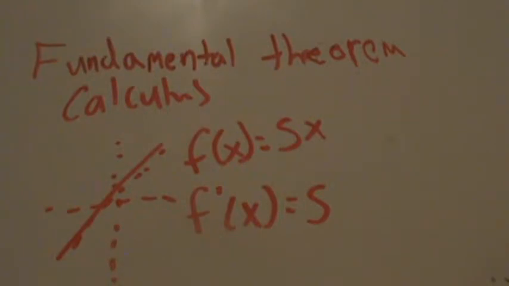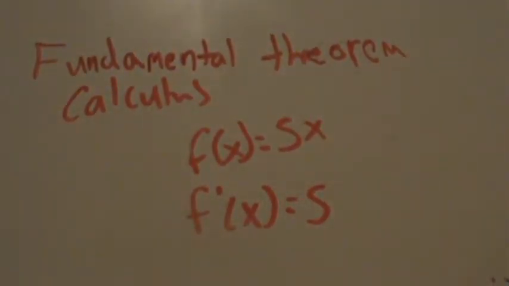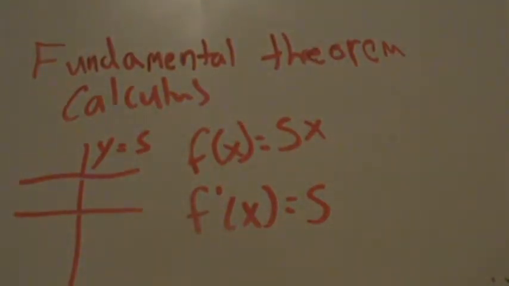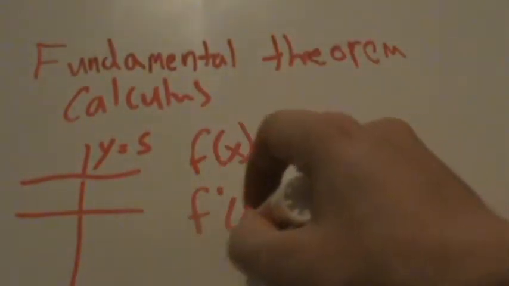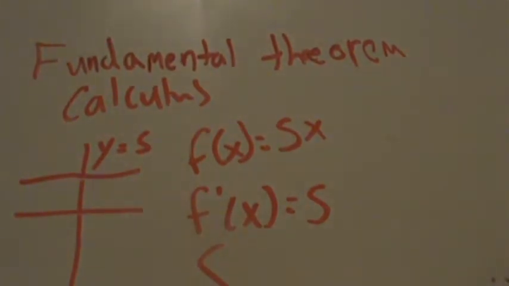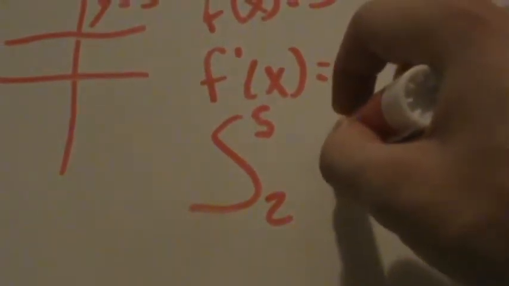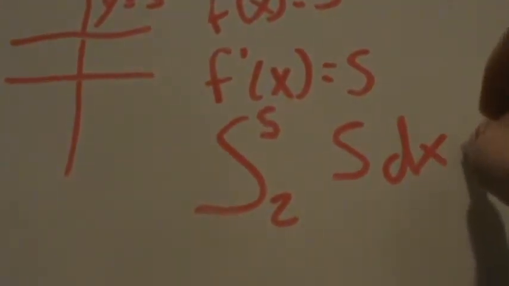So if we were to graph this derivative, it would basically just be this line at y equals 5. So that would basically be it. So let's say we wanted to evaluate this derivative, okay? So the integral, let's say from 2 to 5 of 5 dx. And what does that equal?